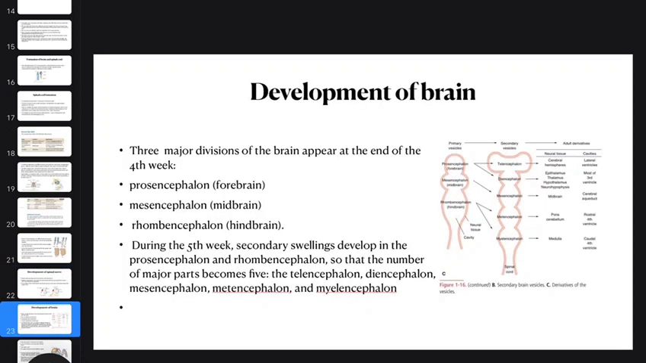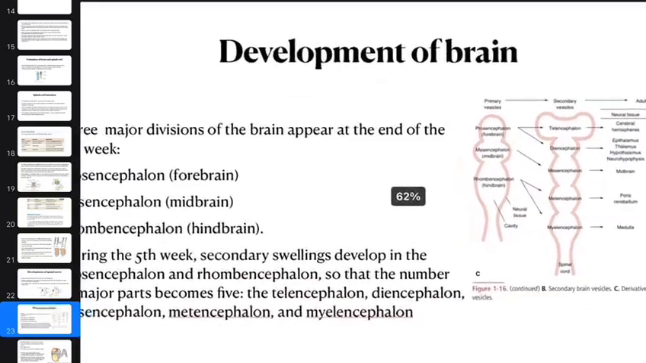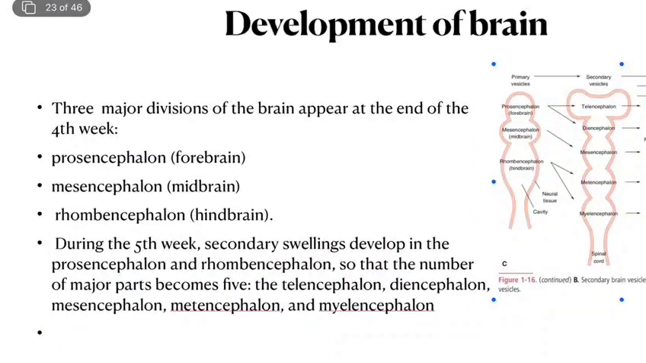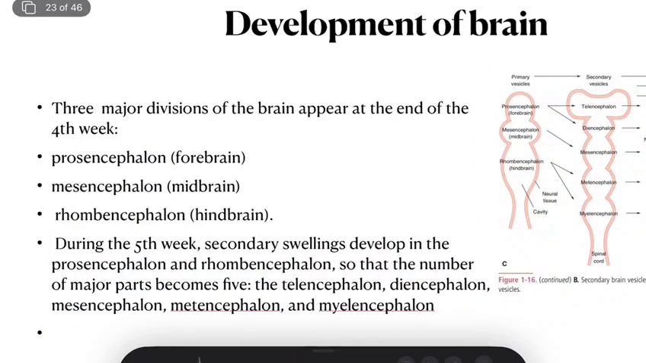Then, coming to the development of the brain, the three major divisions of the brain appear at the end of the fourth week. The three main divisions are the prosencephalon, mesencephalon, and the rhombencephalon. Prosencephalon is the forebrain, mesencephalon is the midbrain, and rhombencephalon is the hindbrain.